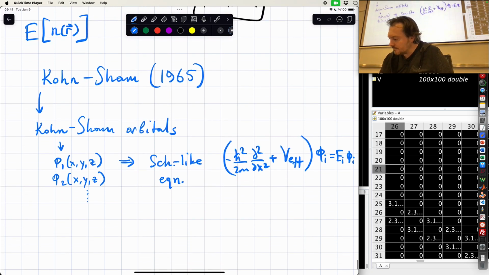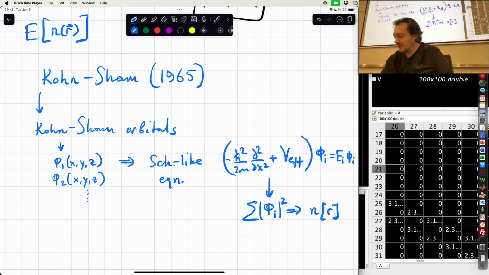Once you solve this, you get phi i's, okay? Once you take phi i squared, you get the electron density. Once you get the electron density, you put it back into here to get the effective potential. Are you still with me? So you basically solve the electronic problem iteratively. And it's very, very surprising that it leads to very good results.